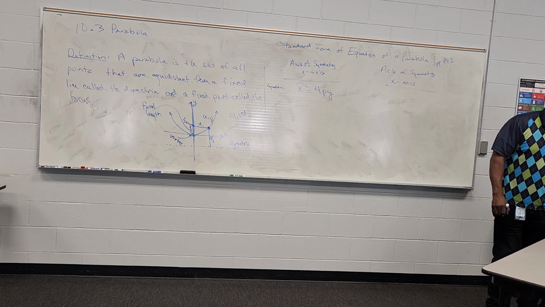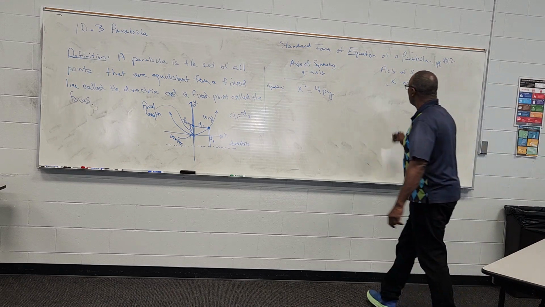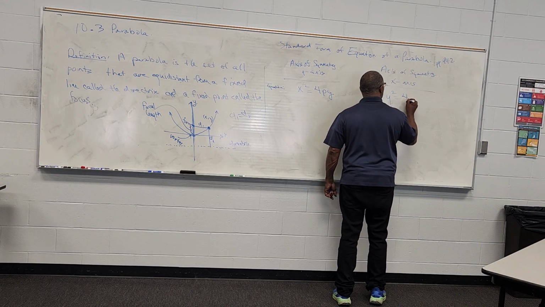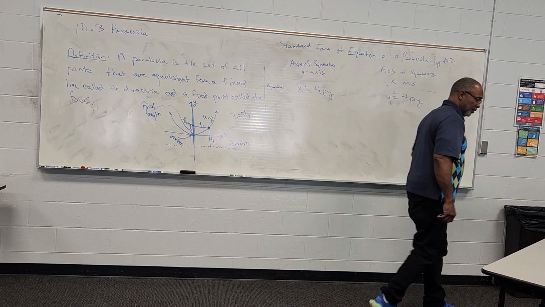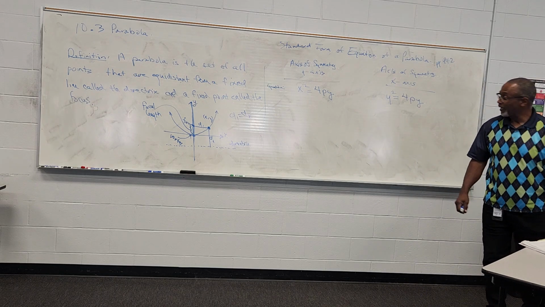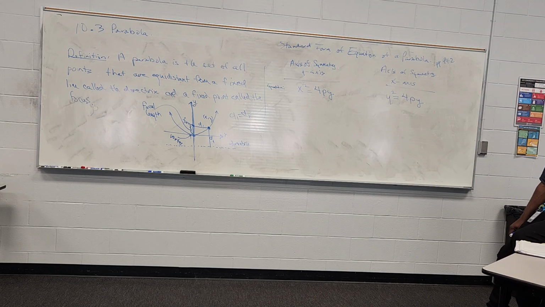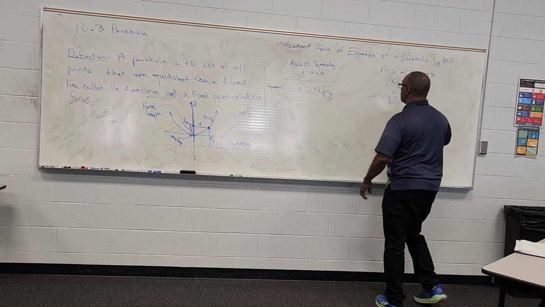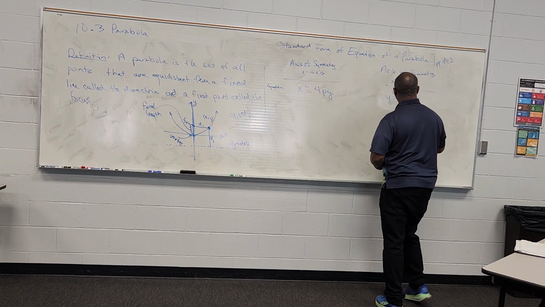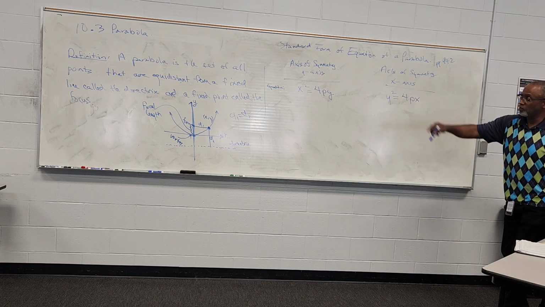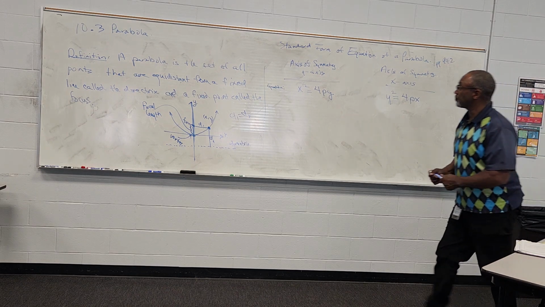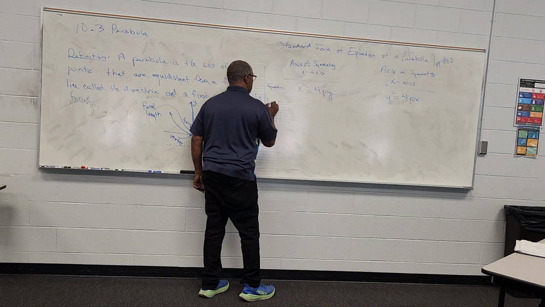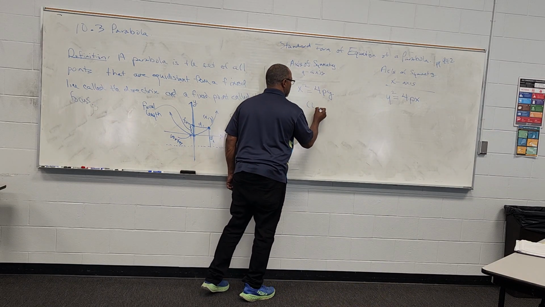If the axis of symmetry is the x-axis, the equation would be y squared equals 4px. Oh, this is an x. Y squared equals 4px. That one says x squared equals 4py. The vertex is at 0, 0 in both cases.